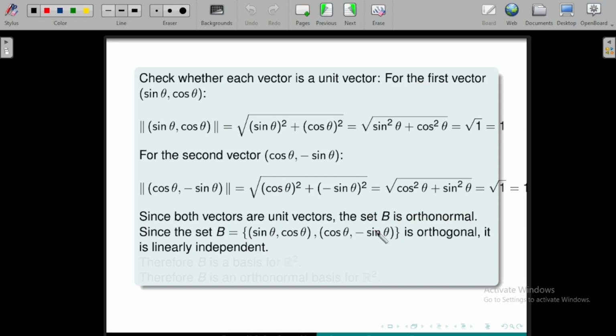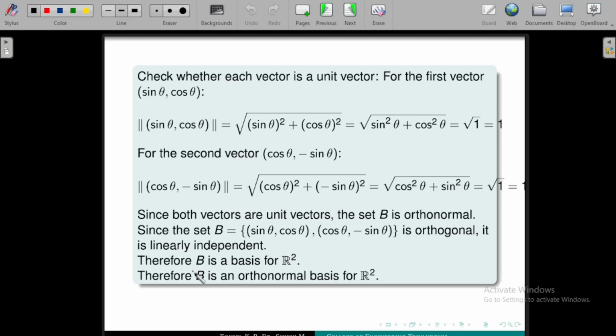And as per the theorem, since it's an orthogonal set, it is linearly independent. And we know that the basis of R2 contains only 2 elements. This set B also contains 2 elements. So we can conclude that it is a basis of R3. Sorry, basis of R2. Therefore, B is a basis for R2 and it is orthonormal also. Therefore, it is an orthonormal basis of R2.